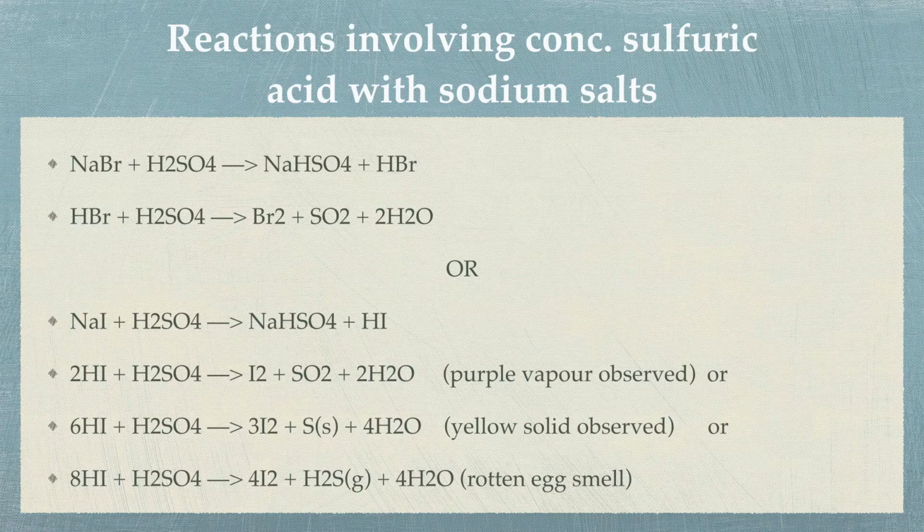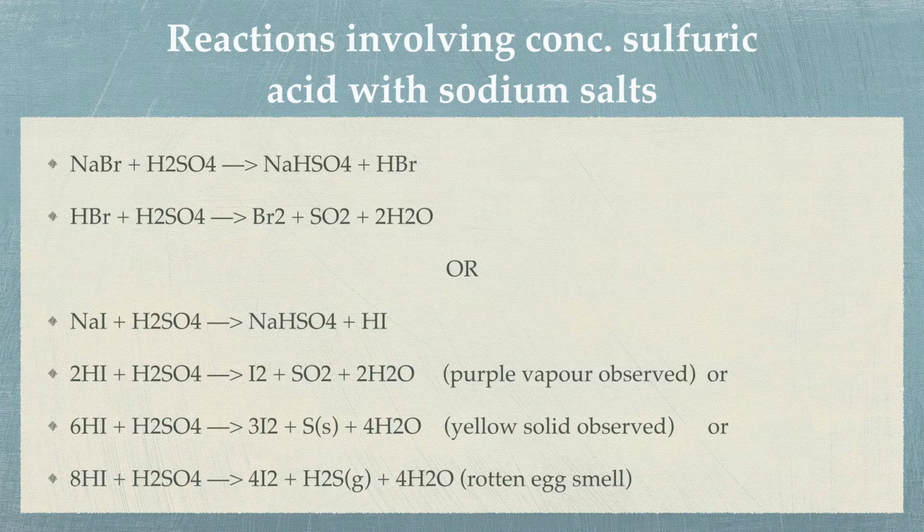Sodium bromide reacts with sulfuric acid to form sodium bisulfate and hydrogen bromide. Hydrogen bromide reacts with sulfuric acid to form bromine, sulfur dioxide, and water. Sodium iodide reacts with sulfuric acid to form sodium bisulfate and hydrogen iodide. Then, hydrogen iodide reacts with sulfuric acid to form iodine, sulfur dioxide, and water. In this reaction, a purple vapor is observed.